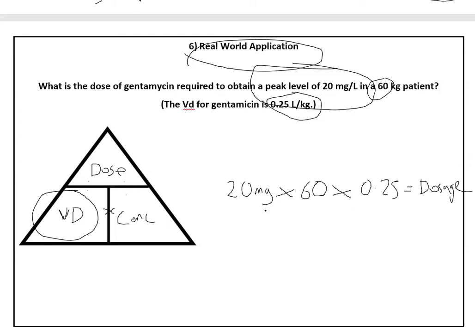So I think a quick calculation, if I'm not mistaken, should come to 300 milligrams. 20 times 60 times quarter. Okay. Should give you 300 milligrams. Now, that is essentially the real world application for volume of distribution.